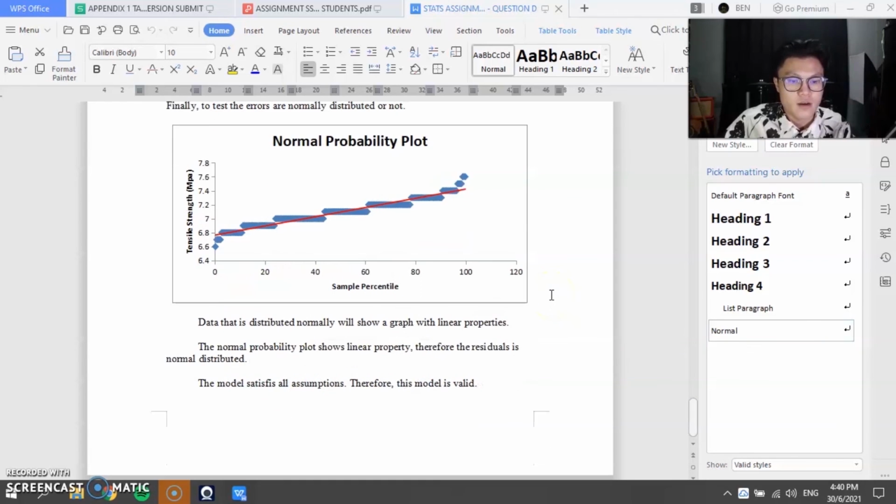For the last conclusion, we can say the model satisfies all assumptions. So this model is valid.